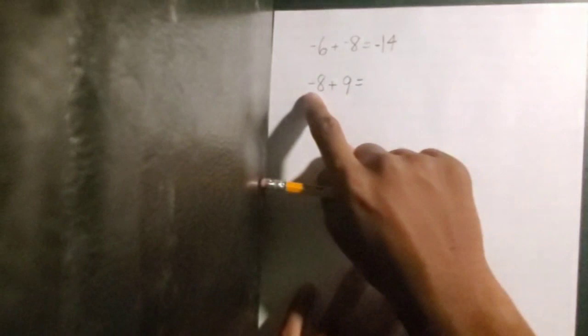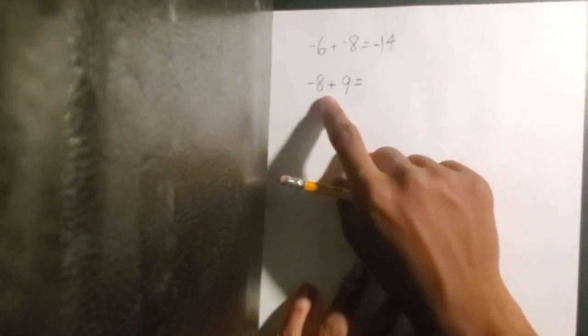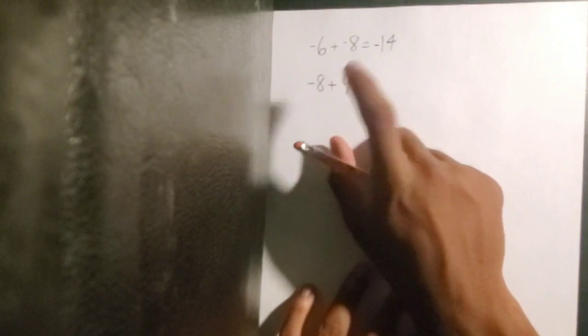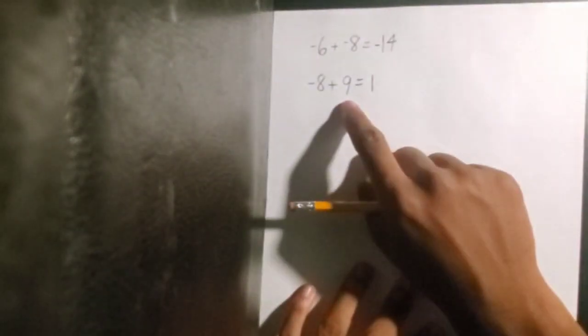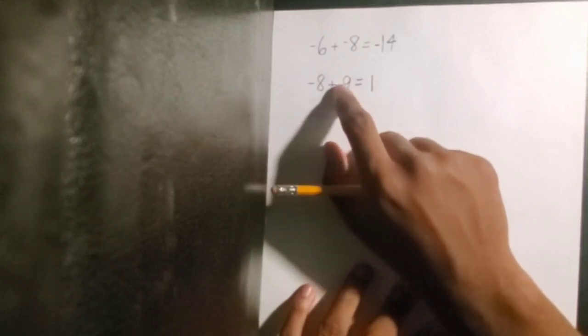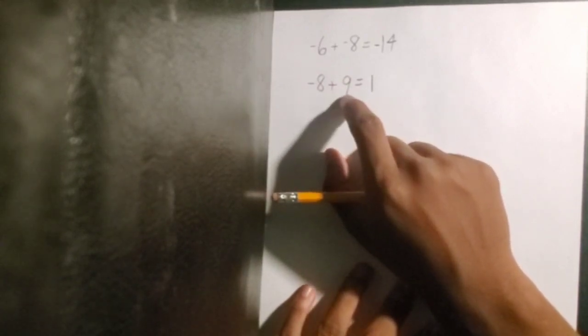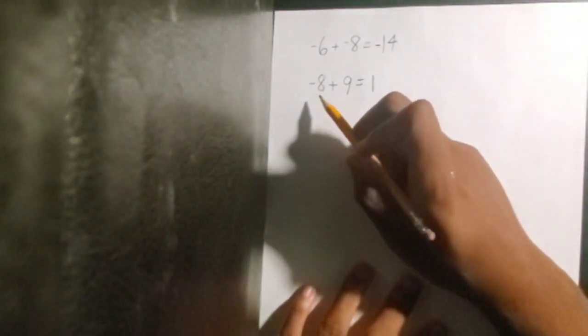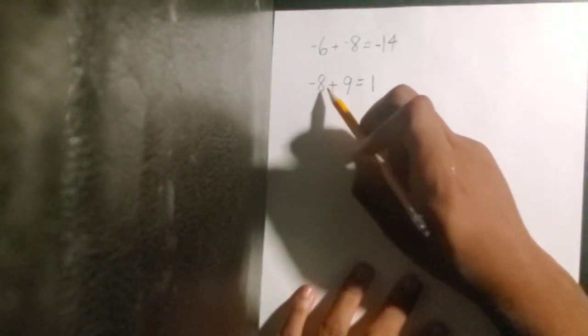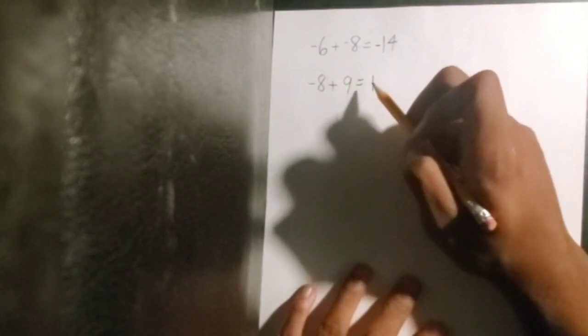There's something I'm going to show you. Negative 8 plus 9, but those two are different signs. Which one is higher? The 9. So we subtract. 9 minus 8 equals 1. Because 9 is positive. 9 is the highest, so it decides the answer, right? So negative 8 plus 9 equals 1.